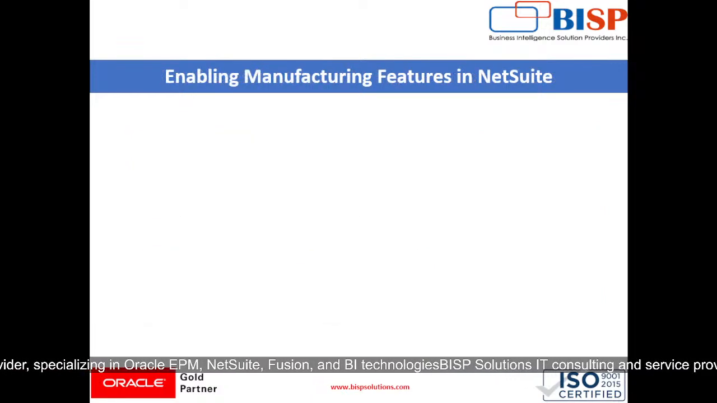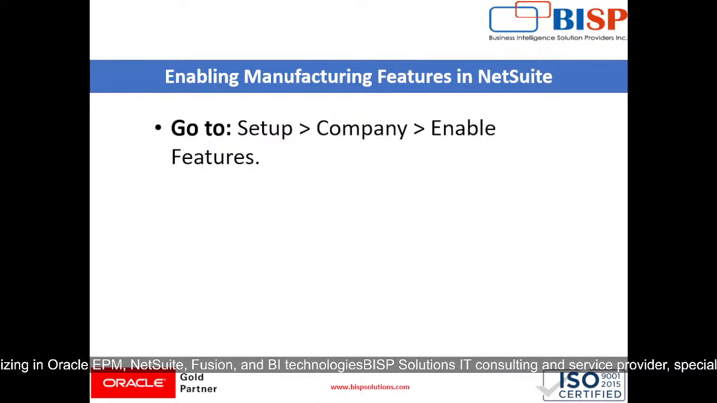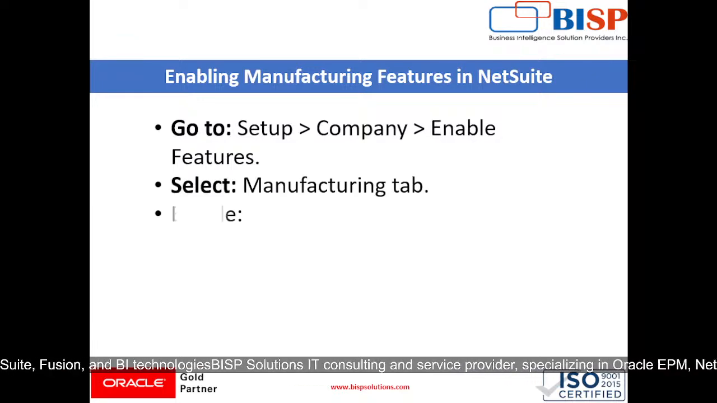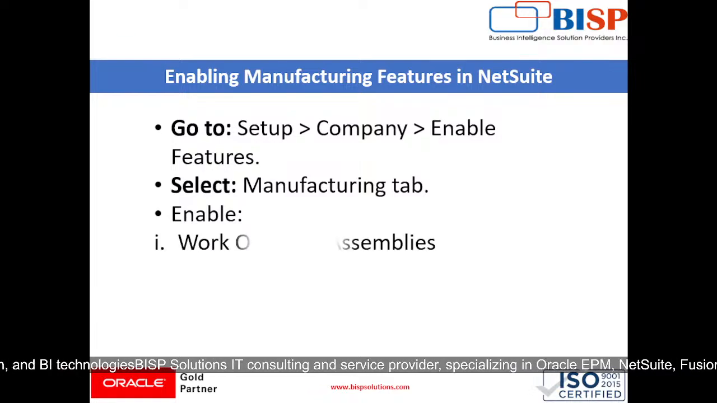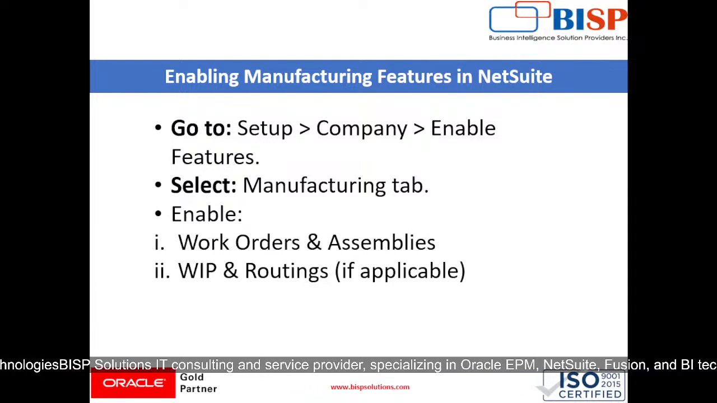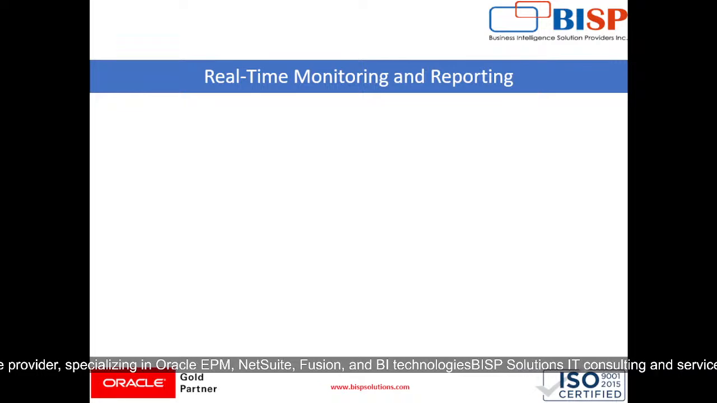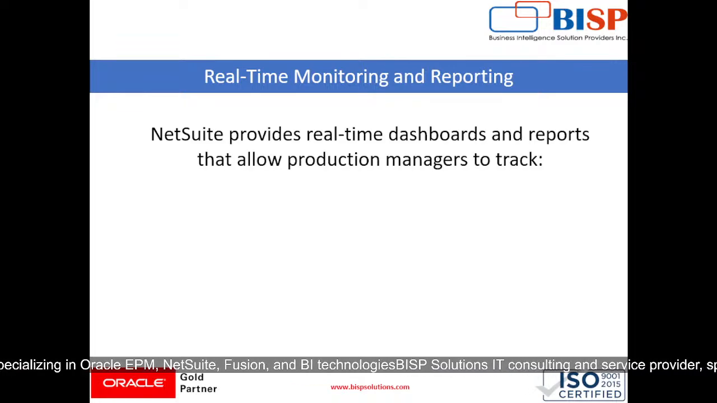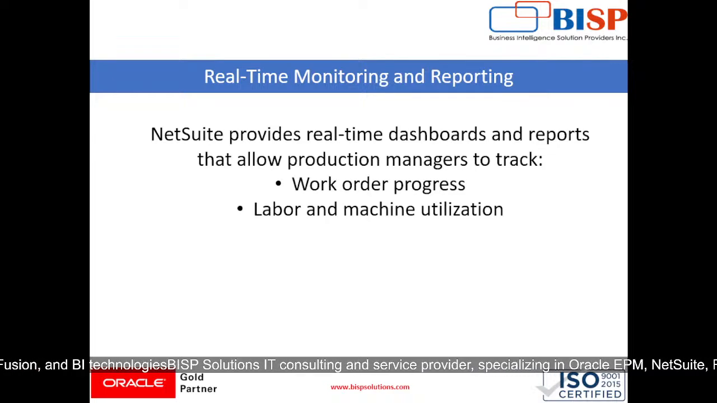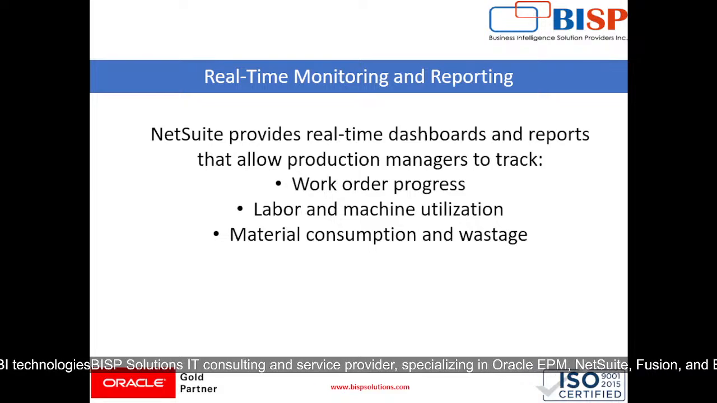Next is enabling manufacturing features in NetSuite, where we have to go to the Setup option. Under Setup, Company, under Company we can enable features. Then we have to select the Manufacturing tab. Under the Manufacturing tab we have to enable work orders and assemblies, WIP and routings if there is. Then we have to check quality management if using quality checks. Then if we want to see real-time monitoring and reporting, NetSuite provides real-time dashboards and reports that allow production managers to track work order progress, labor and machine utilization, material consumption and wastage too.